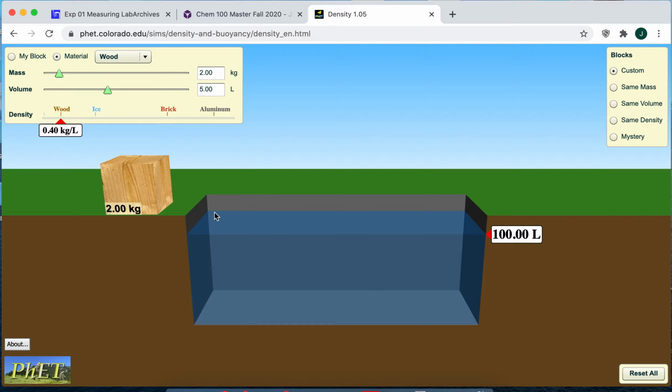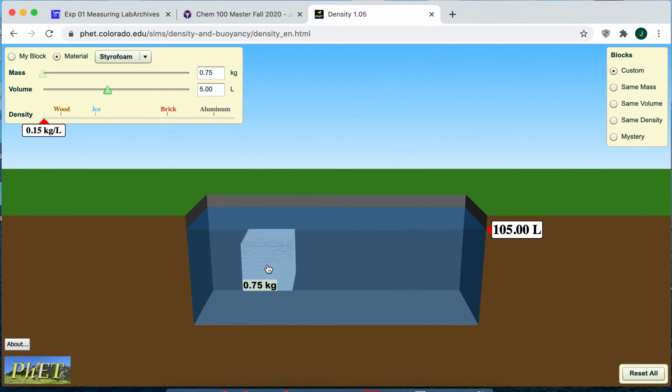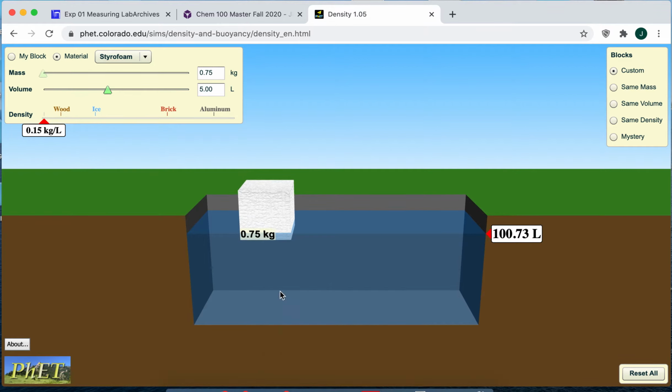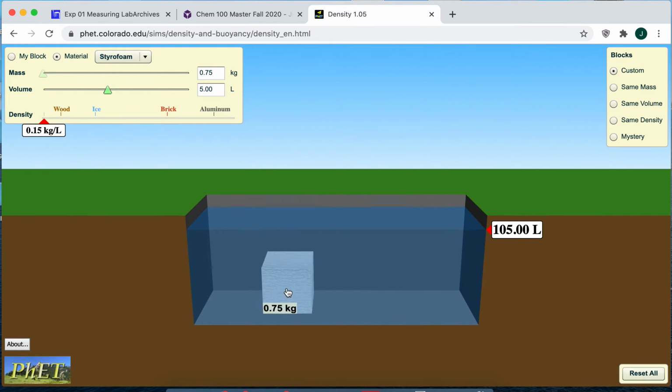Remember from the lecture outline unit 1, density is a ratio of mass over volume of that object. If you click on the materials here, you're gonna see different types of materials. Let's try with styrofoam. You are given that the mass of the styrofoam is 0.75 kilogram, and then you put it in water. In the tank of water, you're gonna see the volume change from 100 to 105, which means the volume of this piece is 5 liter.